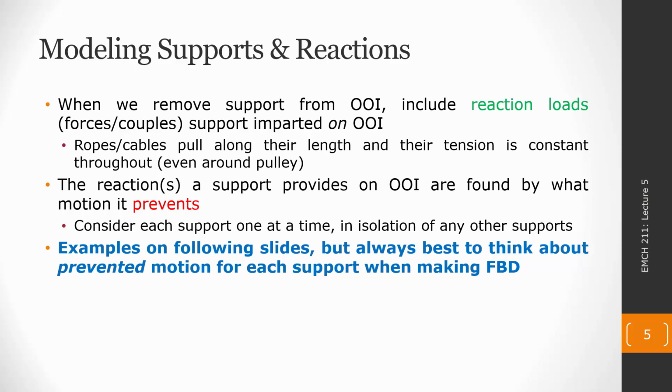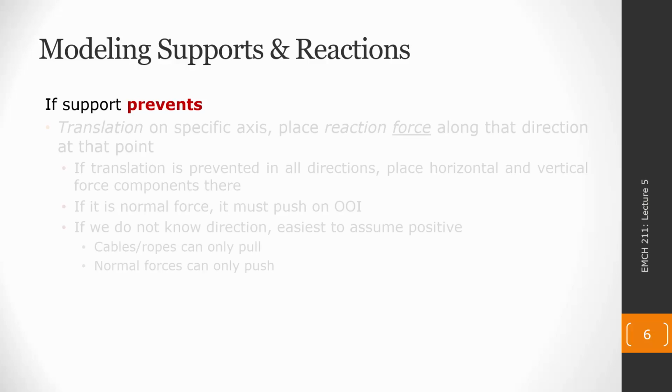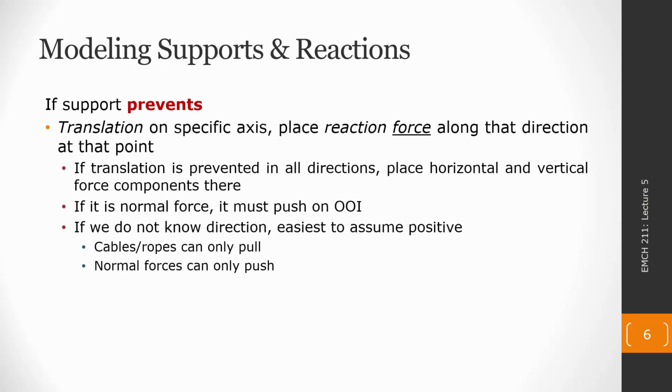So again, for any support that we are going to be encountering, if that support prevents translation on just one axis, we are going to put a force along the direction of that axis. If in 2 dimensions all translations are prevented, then we are going to model that as 2 orthogonal forces. We can also still have normal forces. The same rule is going to apply as it did for particles, that a normal force is always going to act perpendicular to the surface of contact. And a normal force can only push on the object of interest.